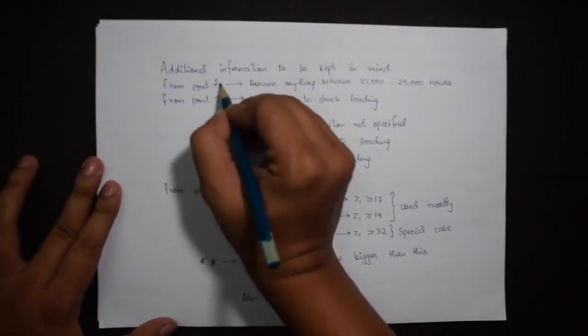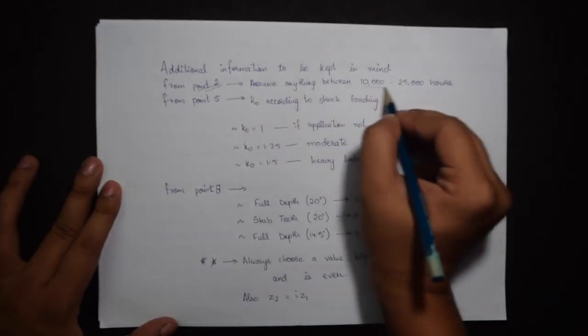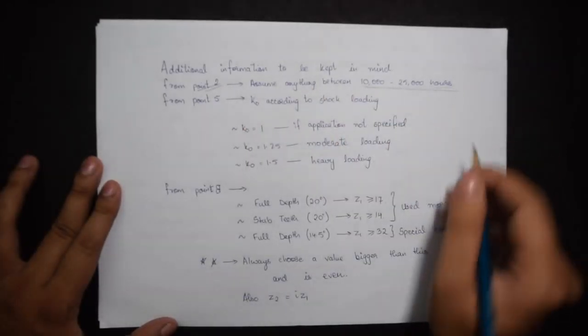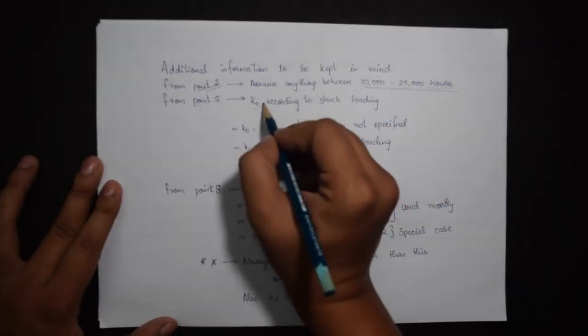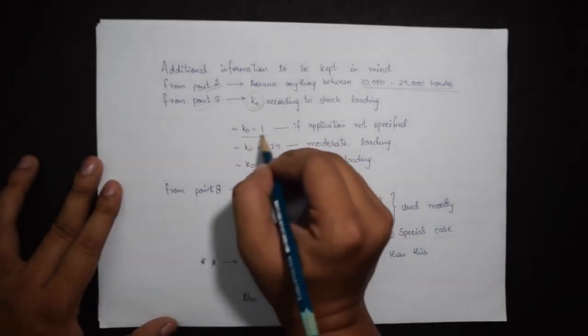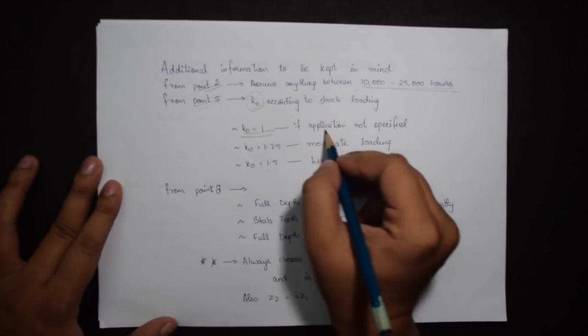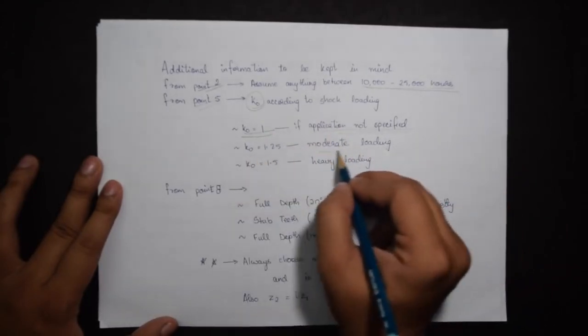So assuming the life of gear, which is point number 2, we'll take any value between 10,000 to 25,000 hours. Point 5 is the selection of K naught according to shock loading. So we have 3 values here: if application is specified under moderate loading or heavy loading, or if it is not specified at all.